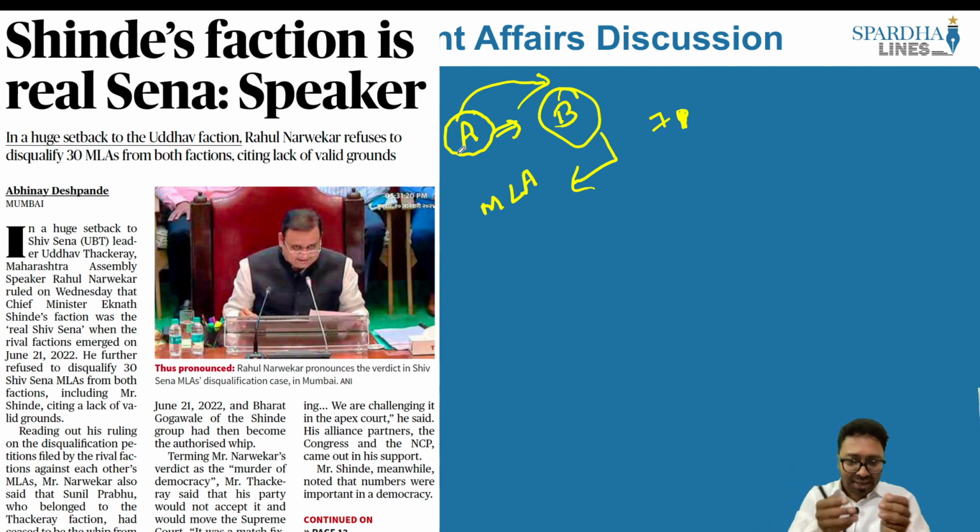So what do we understand? That the number of MLAs with Eknath Shinde ji is far in excess of what we see in Uddhav Thackeray ji's splinter group. So ultimately the speaker was directed by the Supreme Court of India to look into it, decide on it and come to a conclusion.